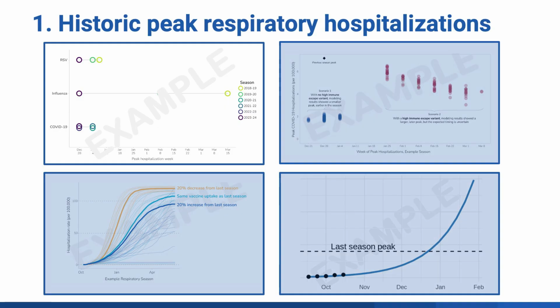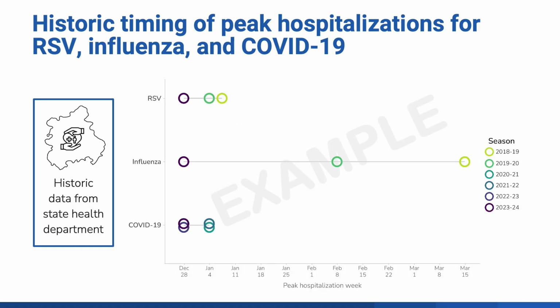We'll review each one in turn, starting with a look at historic data. You asked your state health department colleagues to look back at local hospital reporting to the state health department over previous years and show the timing of the peak week for hospital admissions for RSV, influenza, and COVID-19. Some seasons of RSV and influenza were excluded as timing and severity were altered by the COVID-19 pandemic.